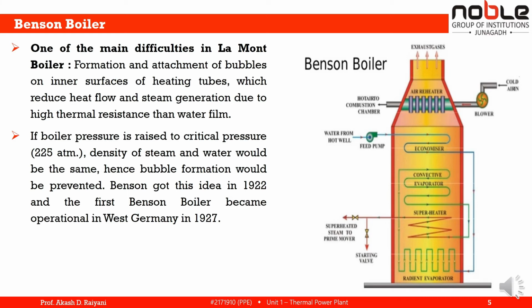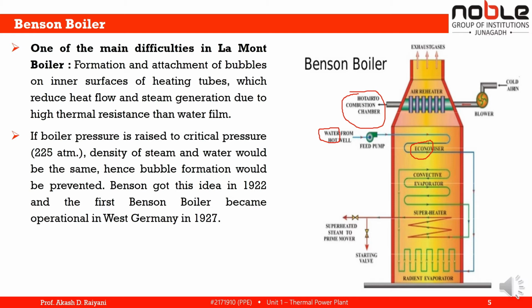without the use of a boiler drum, hence it is also called a once through boiler. Air which is blown by the blower is first preheated in the air preheater, then it is supplied to the combustion chamber. Water coming from the hot well is supplied through the feed pump to an economizer.